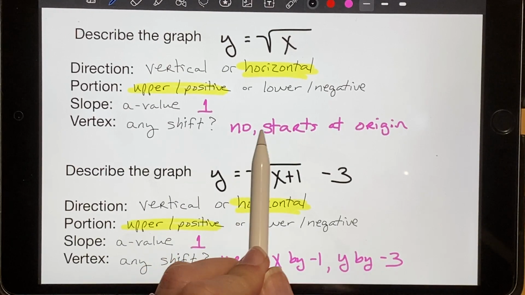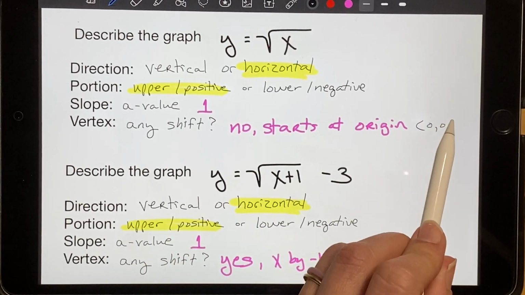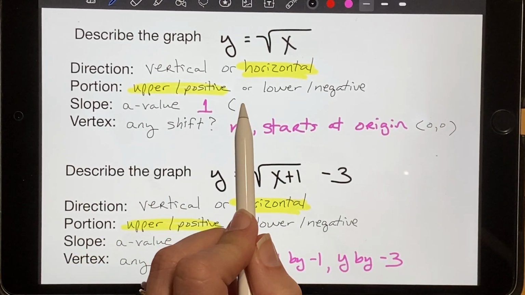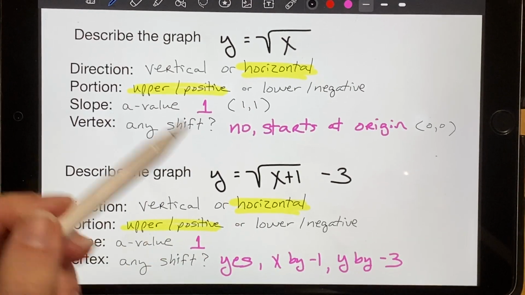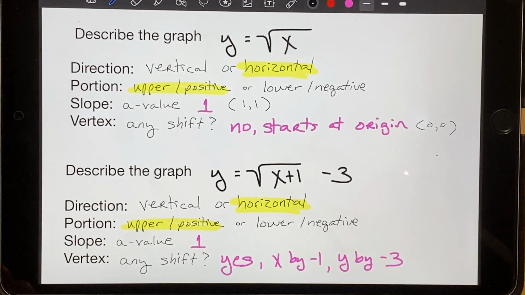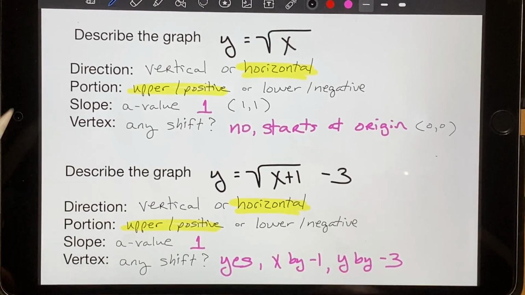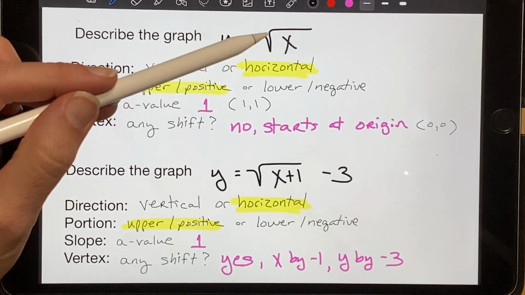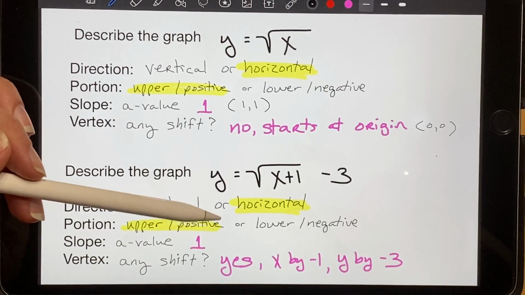And there's no shift, so it starts at the origin, which means that my very first point would be at 1, 1, up 1 over 1. So I already have the points that I need to be able to graph that curve. So let's look at another one.